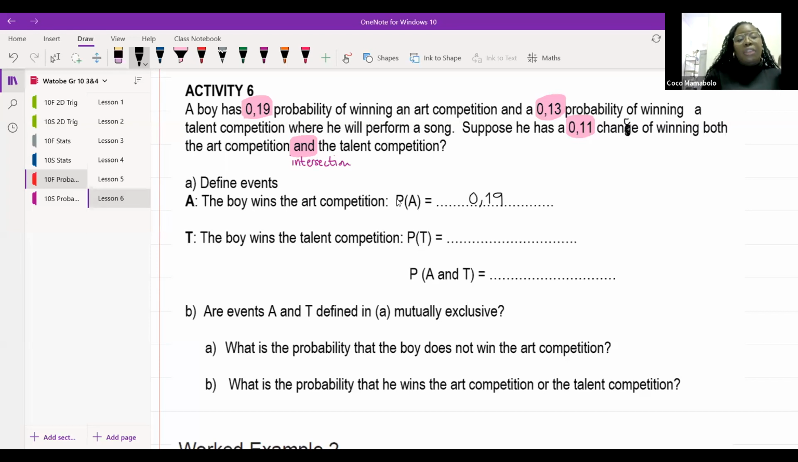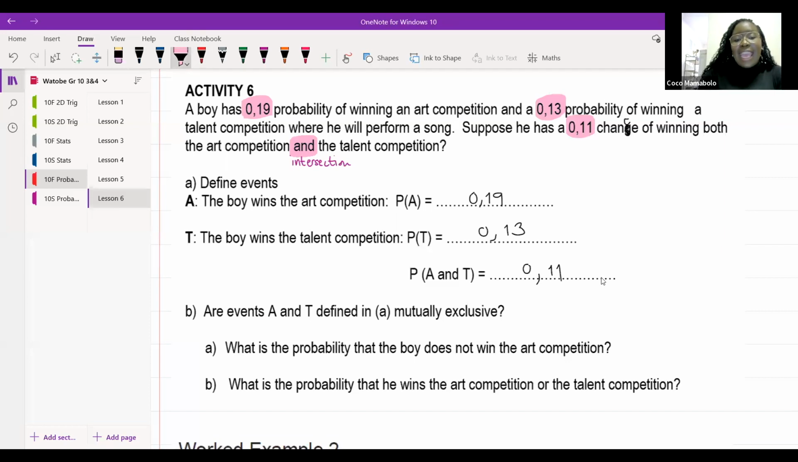0.19. Now, the probability that he could win the talent competition is going to be 0.13. The probability that he could win A and T together, the intersection, is 0.11. Okay, good. Now, here's the next question.